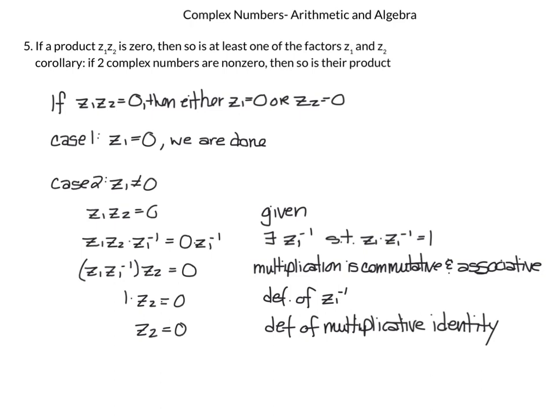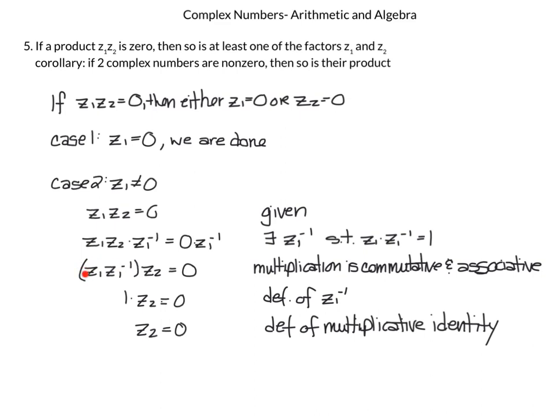And now I combined two steps. I rearranged my terms on this side, because multiplication of complex numbers is commutative, I can do that. And then second, I decided to do the z1 times z1 inverse first, and I can do that because multiplication of complex numbers is associative. On this side of the equation, I have 0 times any vector will give me 0. It's the 0 vector after all.